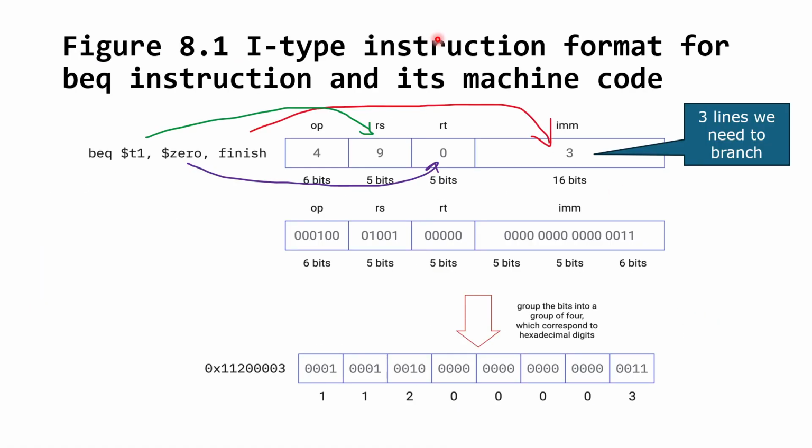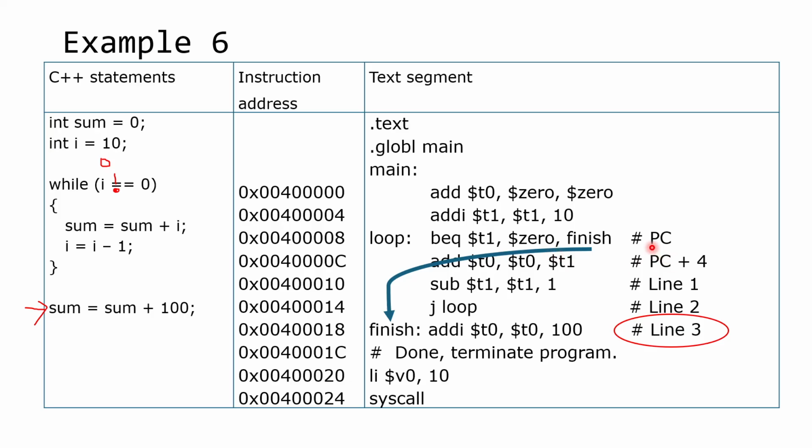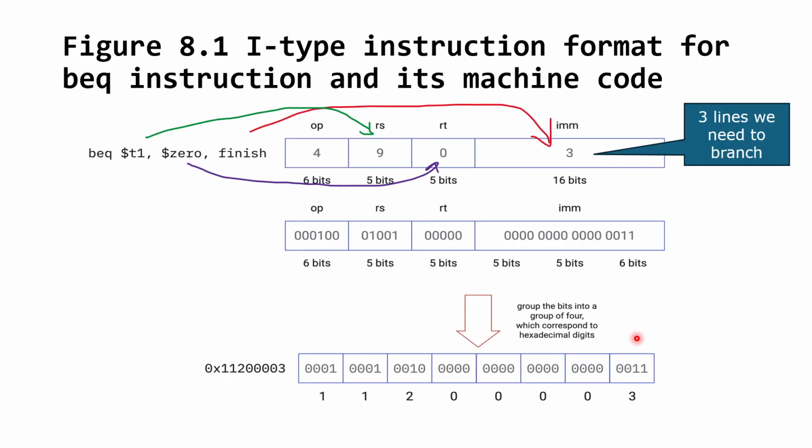Okay, and then next, because BEQ is under the I-type instruction format, we will use the I-type. So BEQ T1 0 and then finish. In actual fact, if it's only a single line, you will not be able to change this into a machine instruction. You need a complete set of the instructions like this. Then you will be able to calculate how many lines you need to branch to, right?